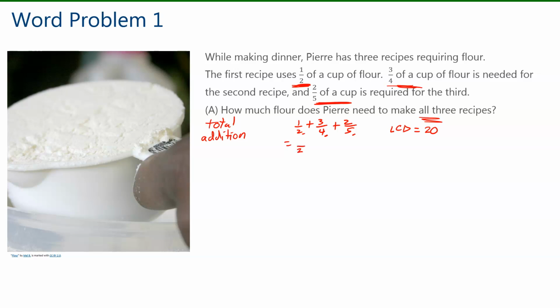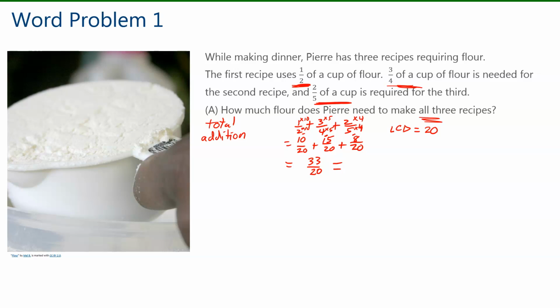So now we need to rewrite these 3 fractions with a denominator of 20. Half, the equivalent fraction will be 10 over 20. 3/4, the equivalent fraction will be 15 over 20. 2/5, the equivalent fraction will be 8 over 20. I copy down my LCD, add up my numerators, and I get a 33 out of 20. That's an improper fraction. Let's convert it back to a mixed number here.